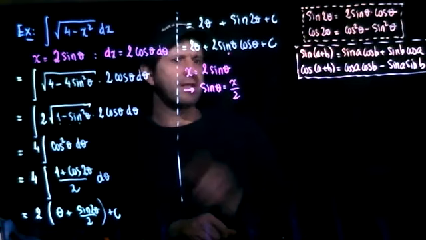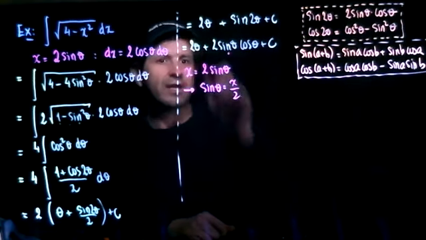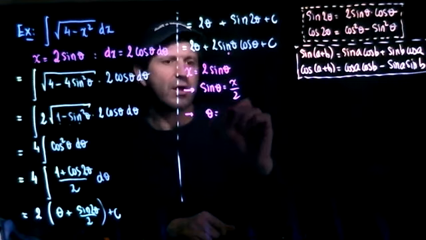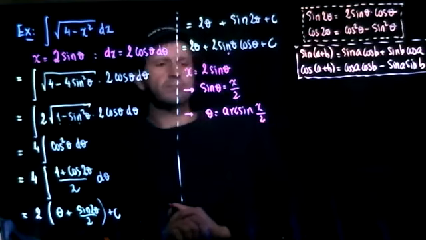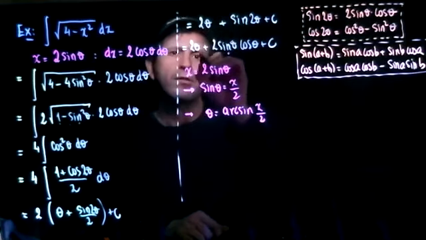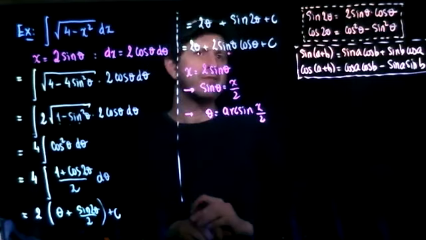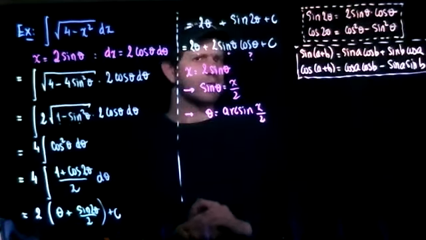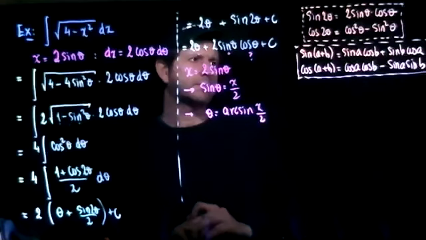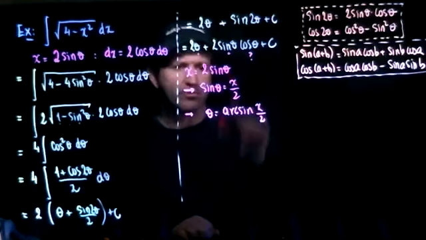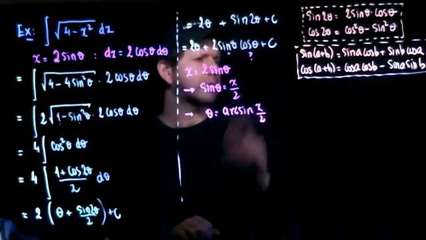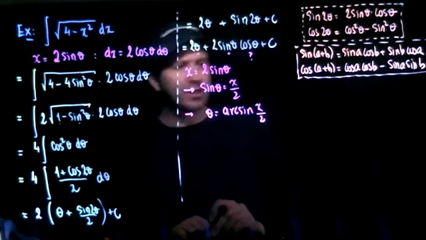Okay, so right away I have this term. Sine theta is x over 2. And theta is the arcsine of x over 2. So I have the theta, I have the sine theta, I just need the cos theta. I don't have it. Technically, you could just write here cos of arcsine of x over 2. You could do that, but that's not nice.